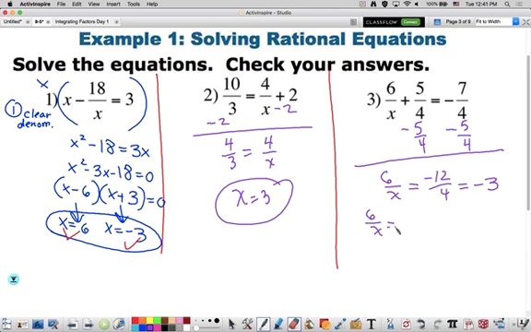6 over x equals negative 3 over 1. Cross multiply. 6 equals negative 3x. Divide by the negative 3. And you get negative 2 equals x. Good? Yes? Ask question. I see some.